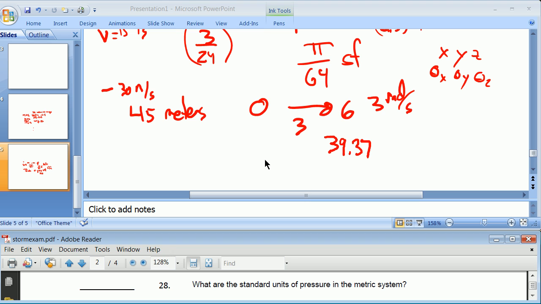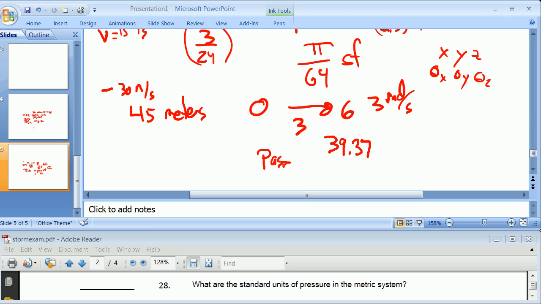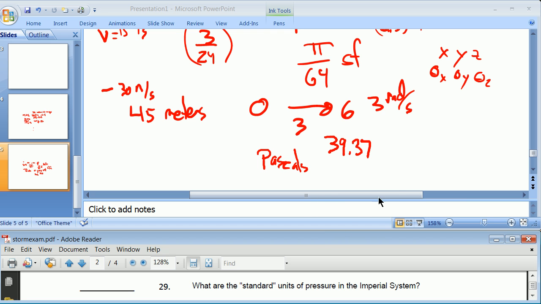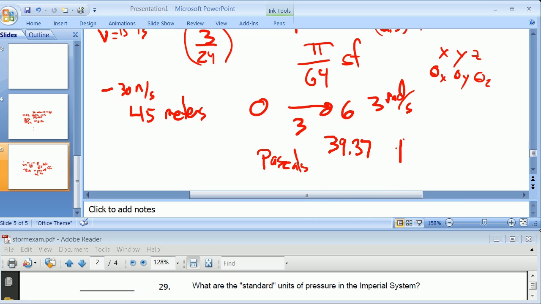Standard units of pressure, pascals. And the metric and SI are the same. That's not meant to be confused. SI is System International. You need to recognize both. The most correct one is actually SI, not metric. Standard units of pressure in the imperial, pounds per square foot.